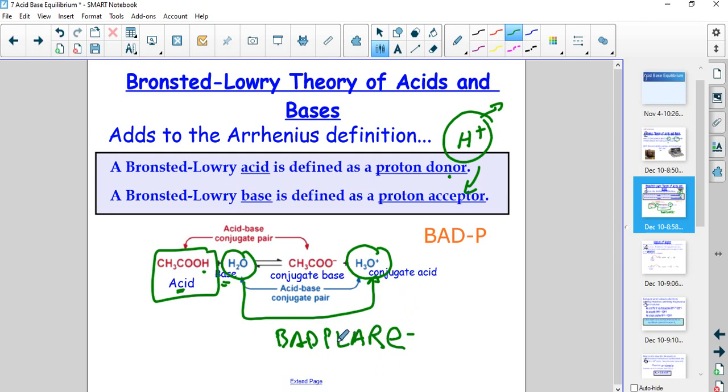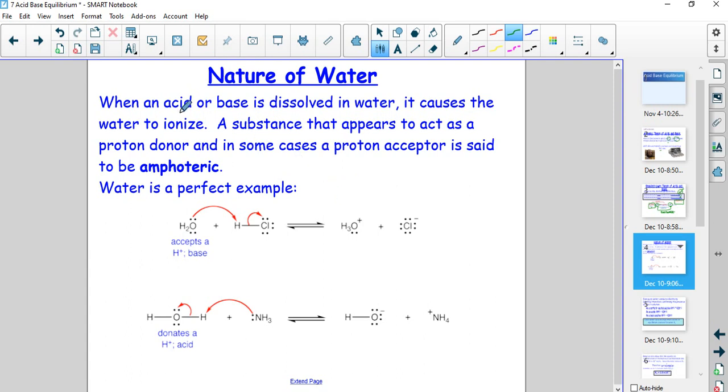So why Worf? Why the Klingon from Star Trek: The Next Generation series, awesome series? Why Worf? Because it just kind of sounds, bad PLAR sounds like Klingon. That's why. Okay, but the mnemonic device that I can share with you that makes more sense, I guess, is bad proton. Bronsted acids donate protons. There you go, an easy way to remember that, although this really isn't too hard to remember. Okay, so that's just a review of acid-base definitions from grade 11.